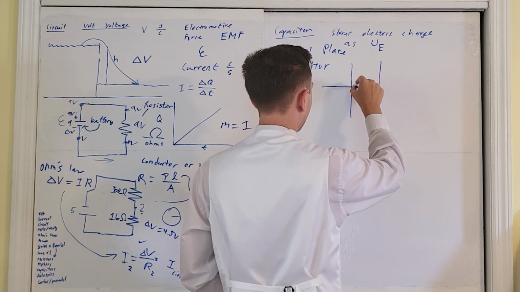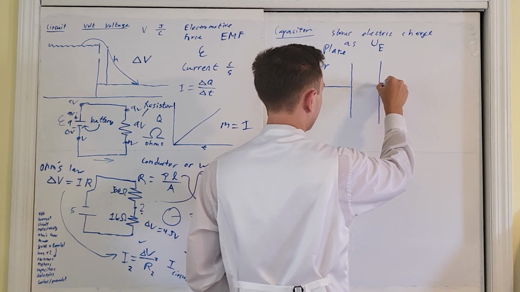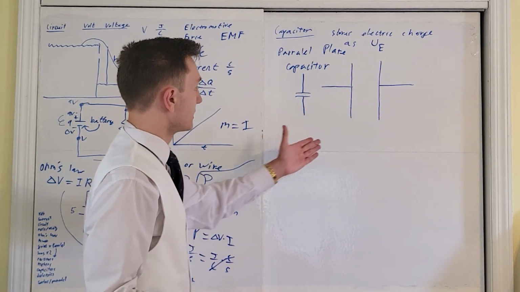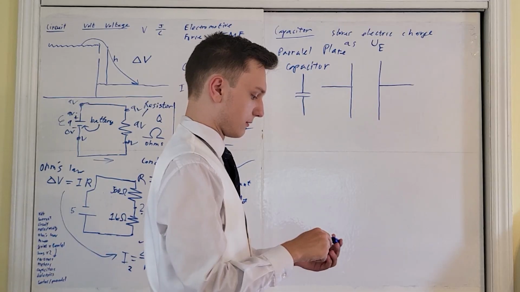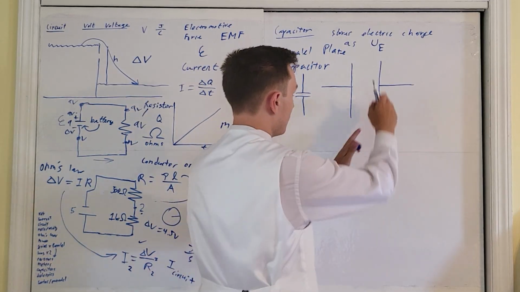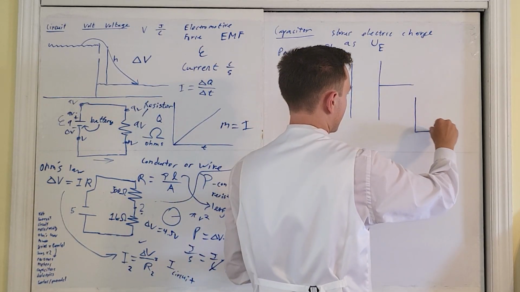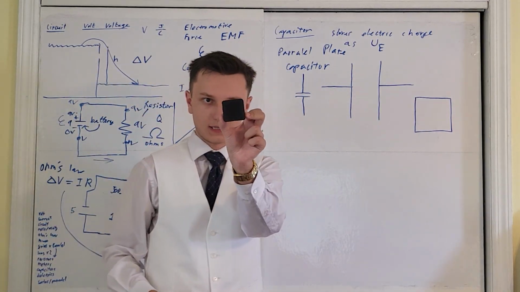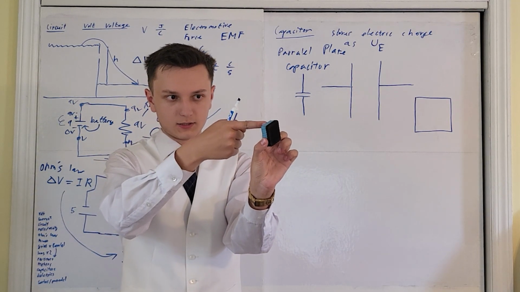Where you have one end of the circuit connecting to one plate, the other end of the circuit connecting to another plate. And that's pretty much the setup for a parallel plate capacitor, where if I turned this around and looked at one of the plates, it would look like a square. It would be like, this is one of my plates and my circuit is connected to the back.